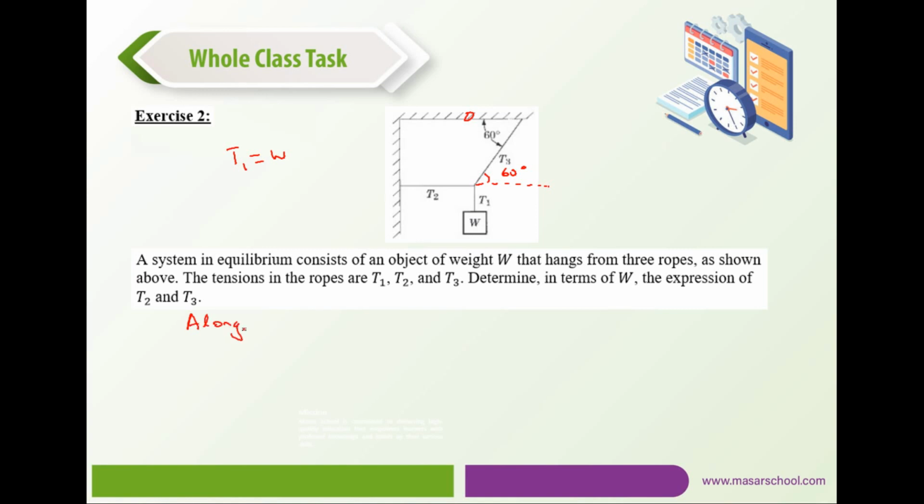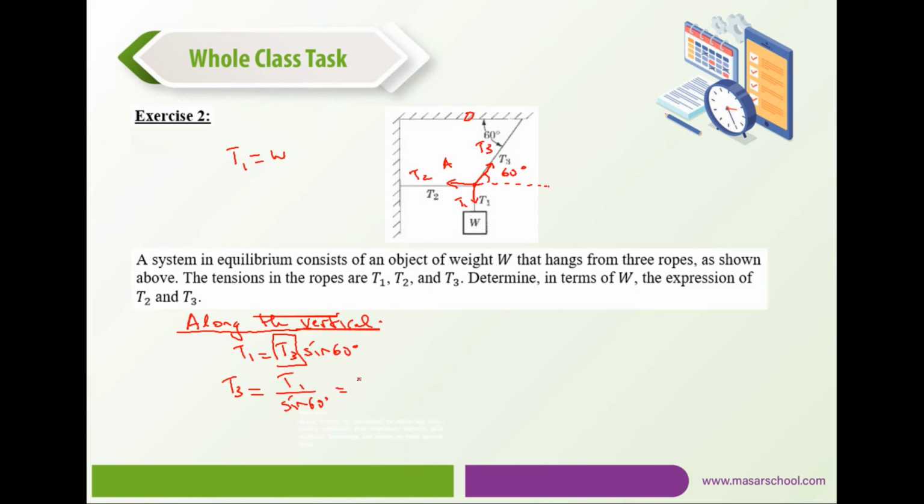Along the vertical, what do we have? So let me suppose this is the point A. We have T2 which is left, we have T3 which is upright, we have T1 which is down. So basically T1, which is down, would be balanced by T3 sine 60, because 60 is the angle with the horizontal. Then sine 60 would give us the vertical component. We are interested in determining T3. Then T3 would be given by T1 divided by sine 60.